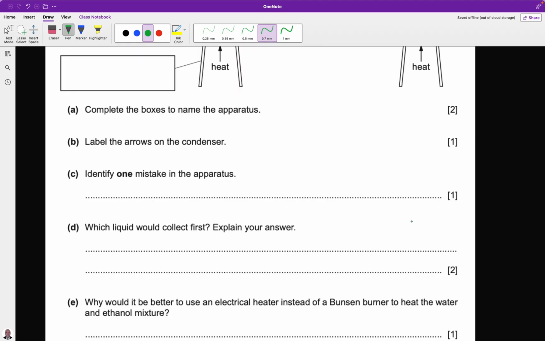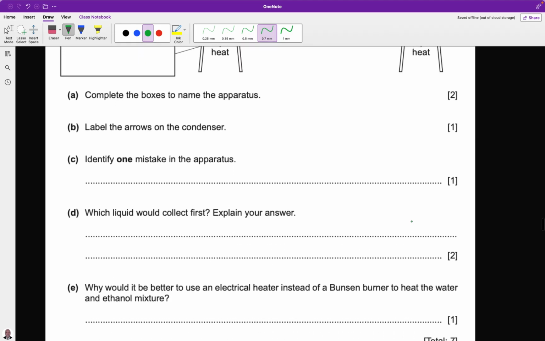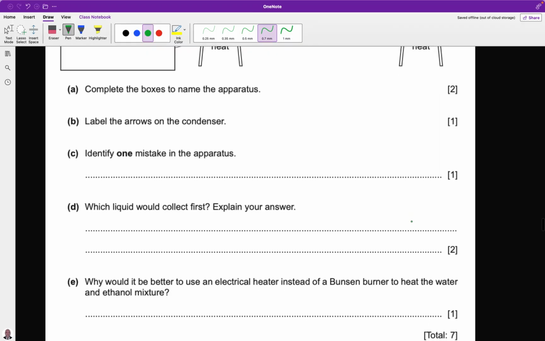Again, the E part of it, which is the last section of the question. Why would it be better to use an electric heater instead of a Bunsen burner to heat the water and ethanol mixture? As I did mention in our lesson, ethanol is flammable.